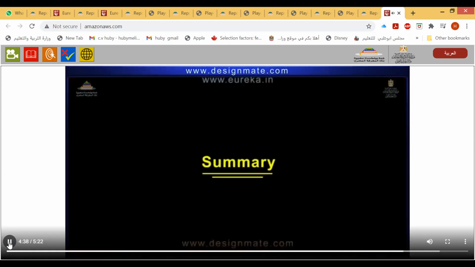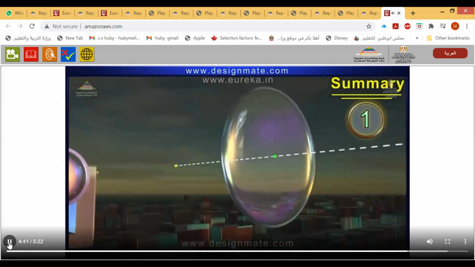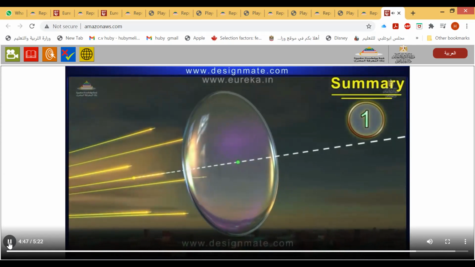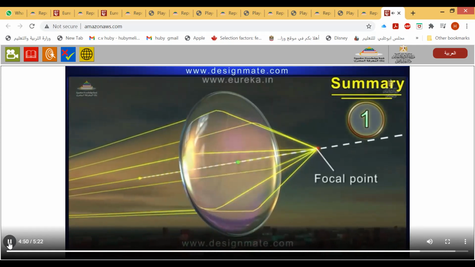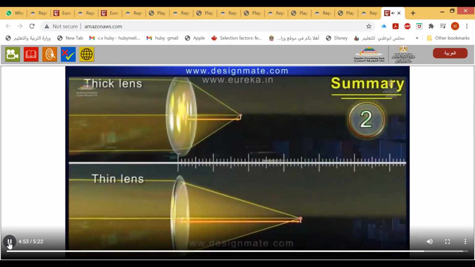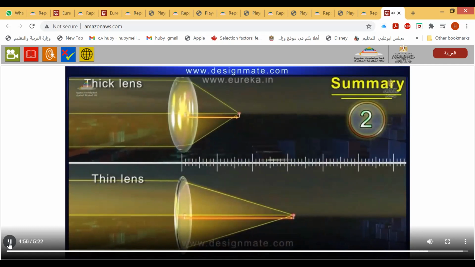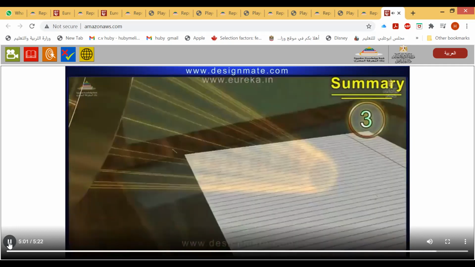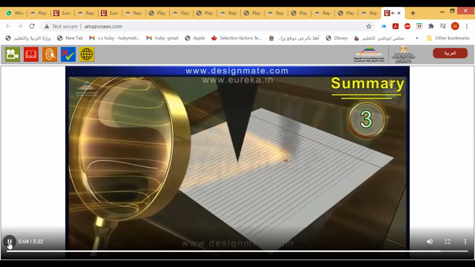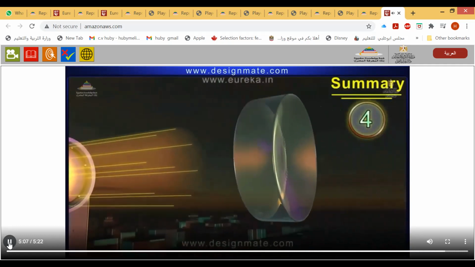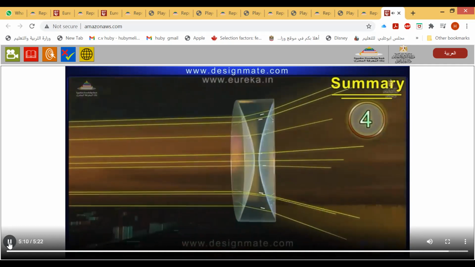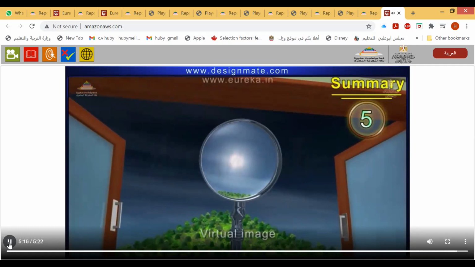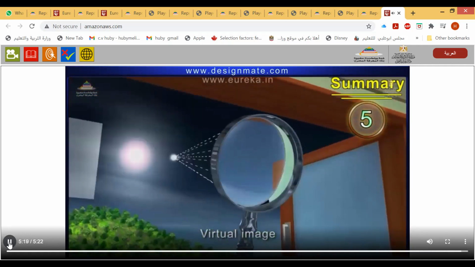To summarize, we have understood that: 1. Light rays parallel to the principal axis and incident on one side of the convex lens undergo refraction and converge at a point on the principal axis on the other side. 2. The focal length of a thinner lens is greater than that of a thicker lens. 3. A real image produced by a convex lens is formed on the other side of the object. 4. The parallel rays of light incident on a concave lens undergo divergence as they emerge on the other side. And 5. The concave lens produces a virtual image, that is, an image formed on the same side of the object.